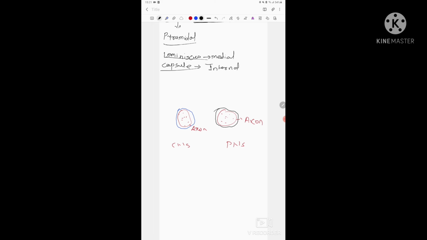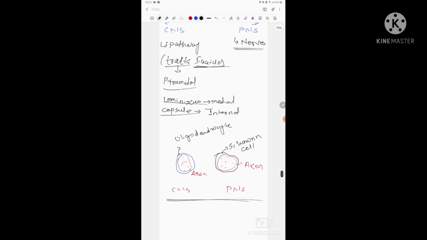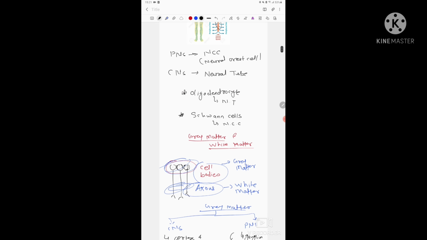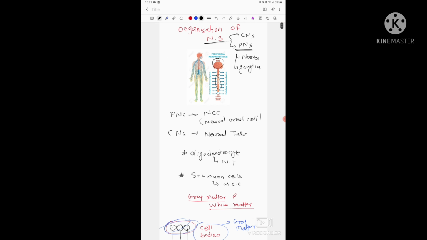When we talk about the CNS, axons are covered by the oligodendrocytes. And axons in the PNS are covered by Schwann cells. So this is the key difference between CNS and PNS white matter. Now let me revise the terms that we discussed in this video.